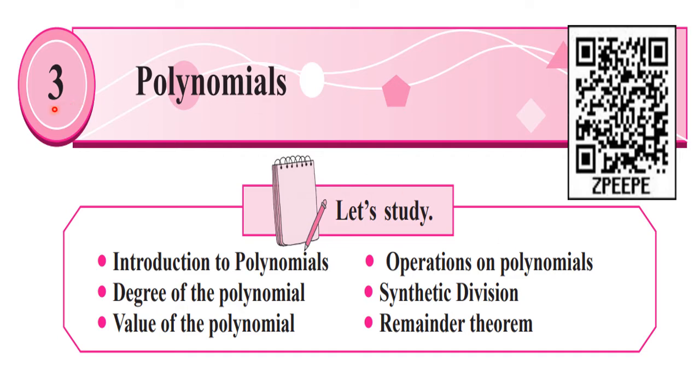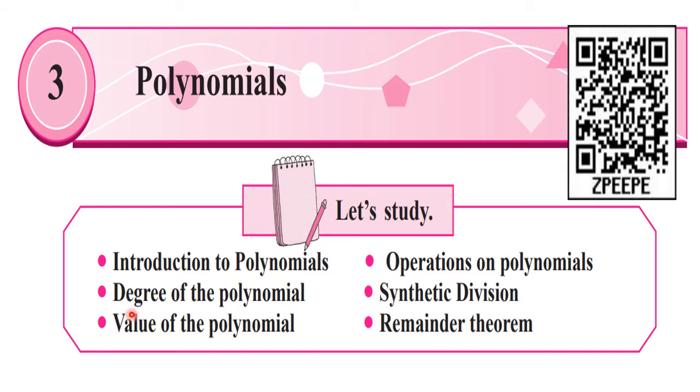Chapter number 3 is polynomials. In this chapter we are going to see the meaning of the word polynomial. In lower standards you have already studied polynomials, the algebraic expressions, and you know monomial, binomial, trinomial and their operations also that you have seen.